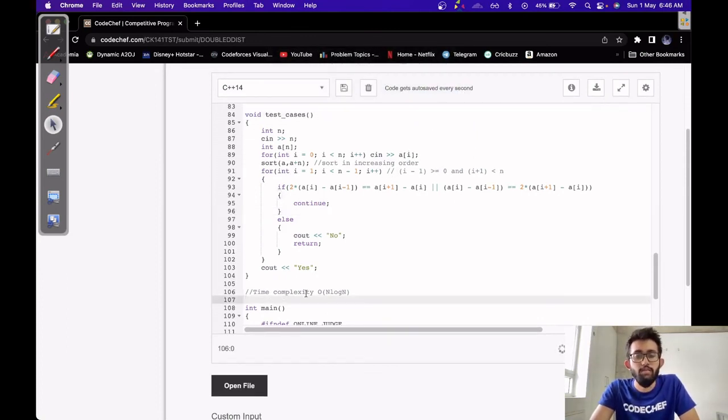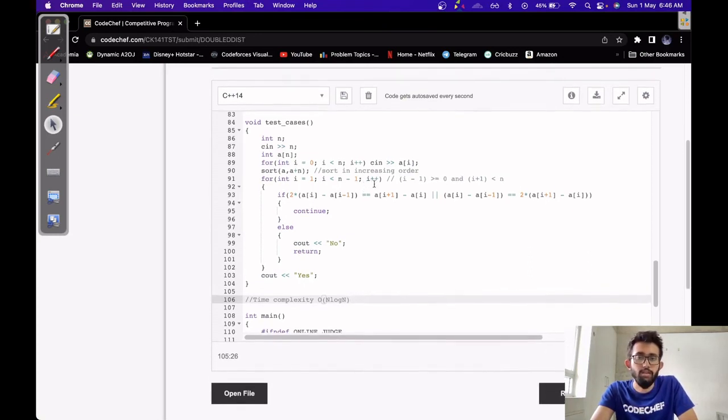The time complexity for this algorithm will be n log n. This is because we are sorting the array A and it takes n log n, and the for loop here takes linear time.